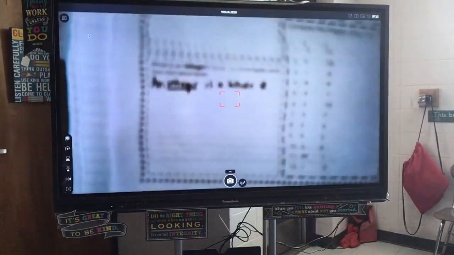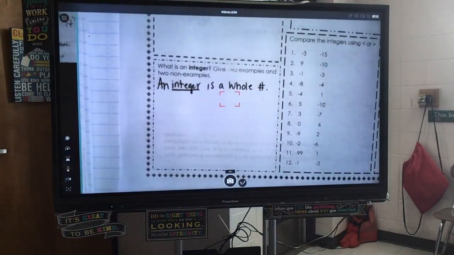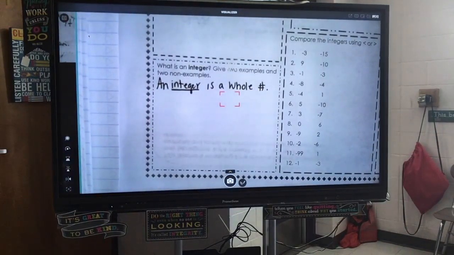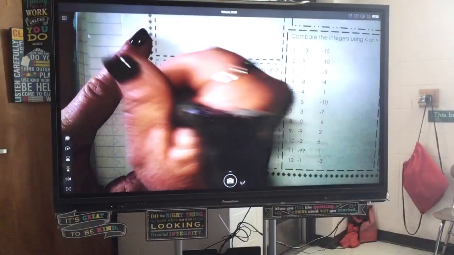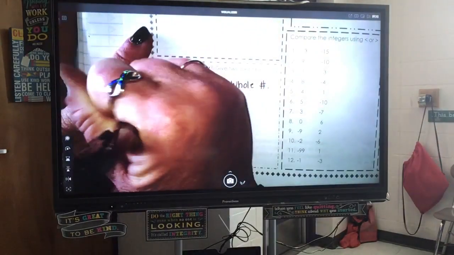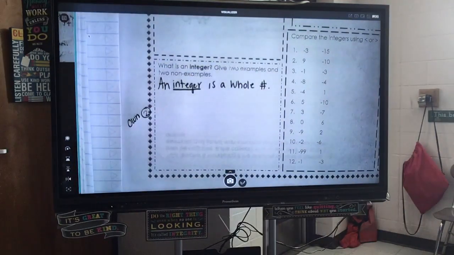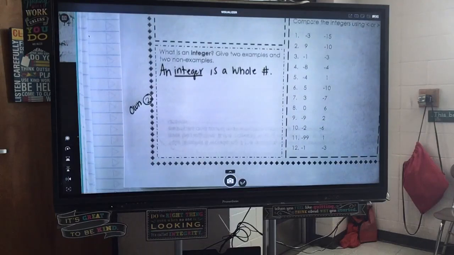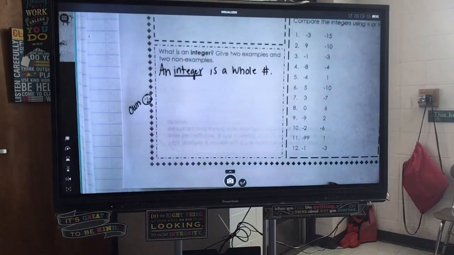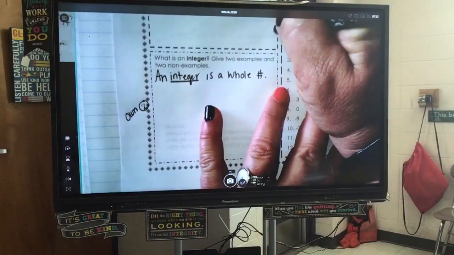Again, an integer is a whole number, so that's what you need to understand. It's a negative or a positive whole number. Cannot be a decimal, cannot be a fraction. Okay, so we did the first part together. You're doing the second part on your own. And when I say own, guys, I mean with your partner, not all by yourself. Okay, so an integer is a whole number. The comparing the integers and the absolute value, those are both on your own.